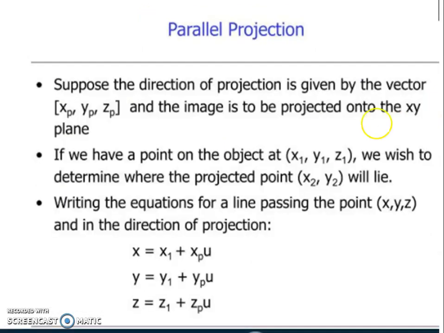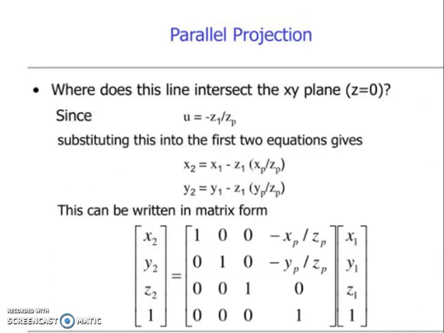Then in the case of parallel projection, suppose the direction of projection is given by the vector (xp, yp, zp), and the image is to be projected on the XY plane. If we have a point on the object at (x1, y1, z1), then we wish to determine where the projected point (x2, y2) will be. Writing the equation of the line passing through (x1, y1, z1), the direction of projection will be x = x1 + xp u, y = y1 + yp u, z = z1 + zp u.